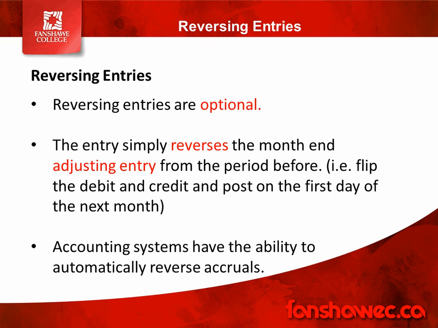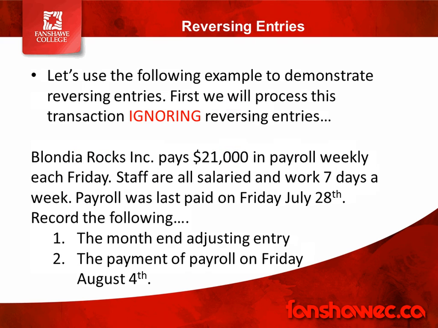Like I said, accounting systems have the ability to automatically reverse accruals. A lot of times when you're entering the journal entry in, there'll be a little checkbox that you can say, is this entry to be reversed, or is this a reversing entry? You check the box and it automatically posts the reversal on the first day of the next month, unless you specify something different.